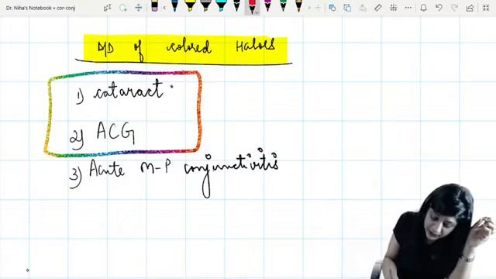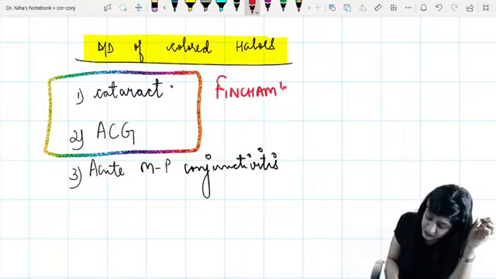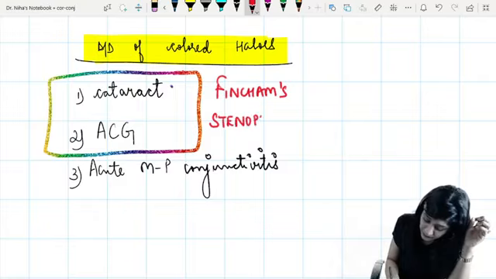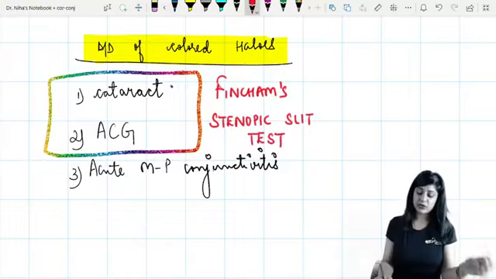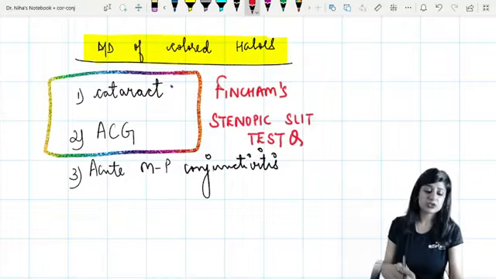The full name is the Finchem's stenopic slit test. Finchem's stenopic slit test. So another important thing is the Finchem's stenopic slit test.